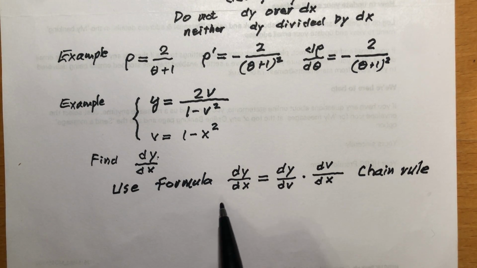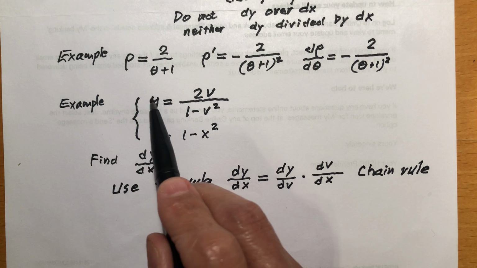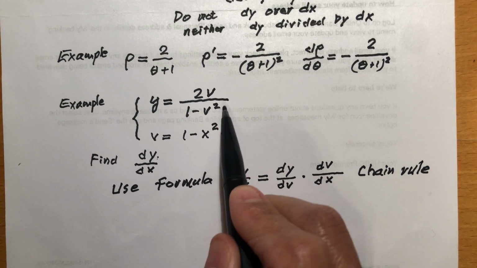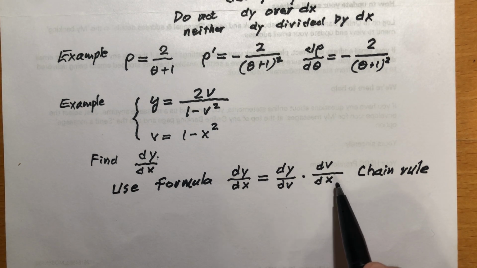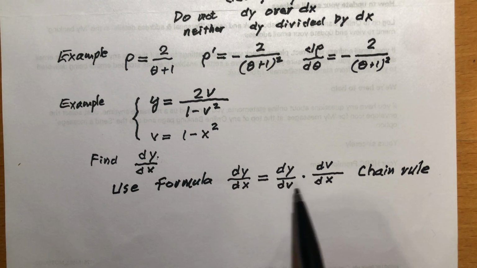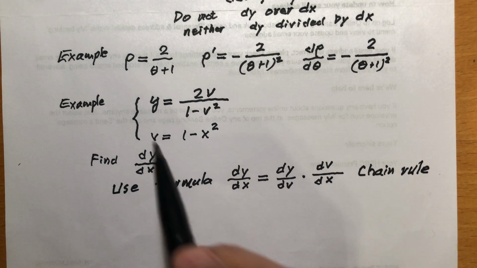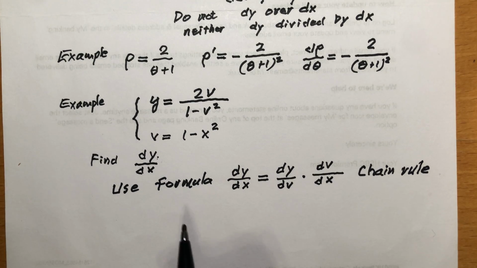So we just do the derivative of y with respect to v. That means we need to do the derivative of this function. And we do the derivative of v with respect to x. It's here. Do this derivative, and you multiply the two derivatives. The result is dy by dx. So let's do that.